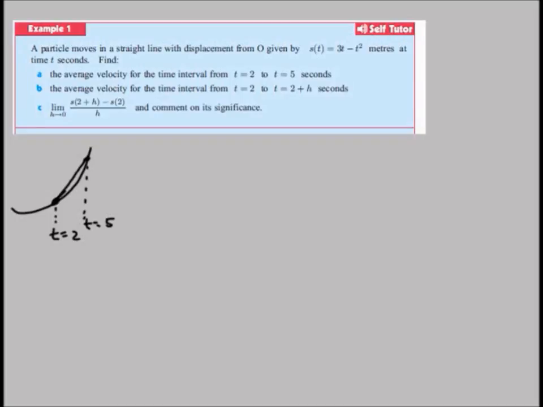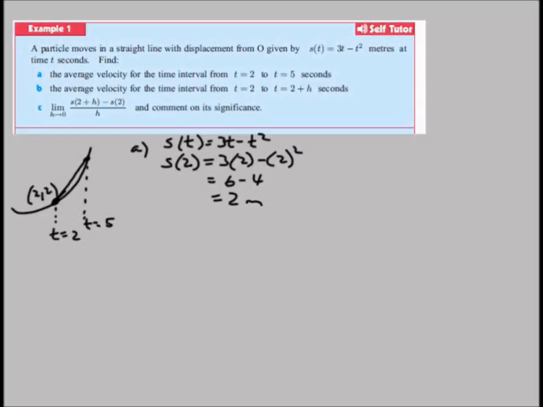So let's figure out what the y-coordinates of those points are. The function is S(t) = 3t − t². So we're looking at what's S(2). Substitute 2 in here. And that is 2. That's displacement, so 2 meters. So that means this point is (2, 2).